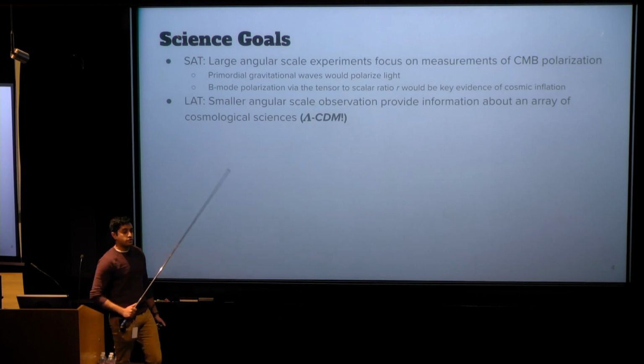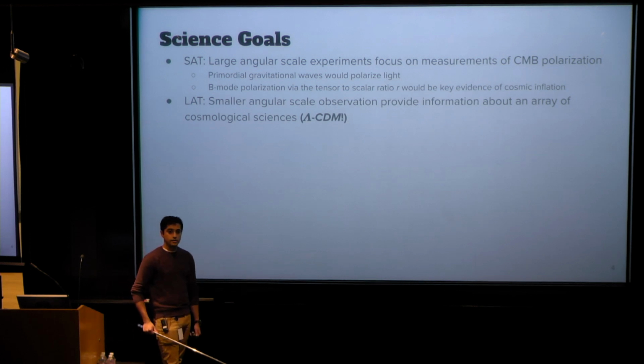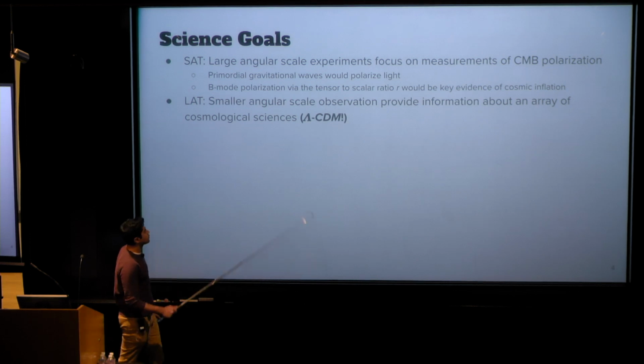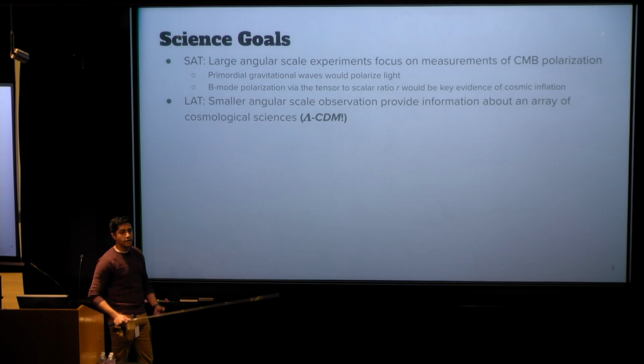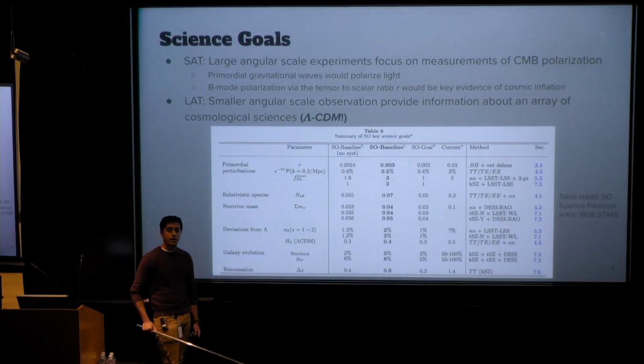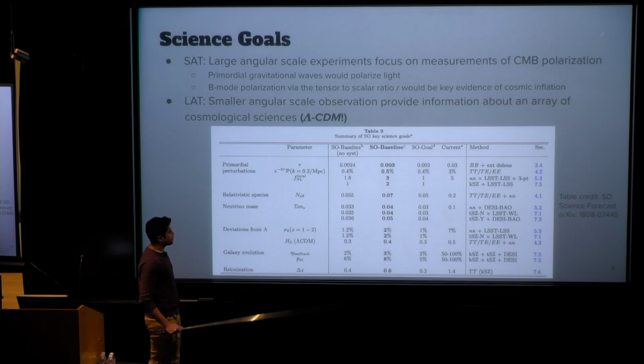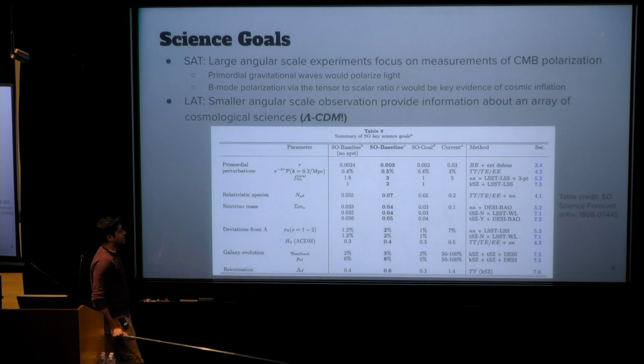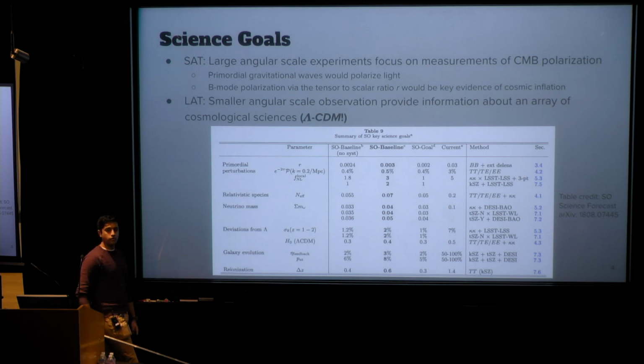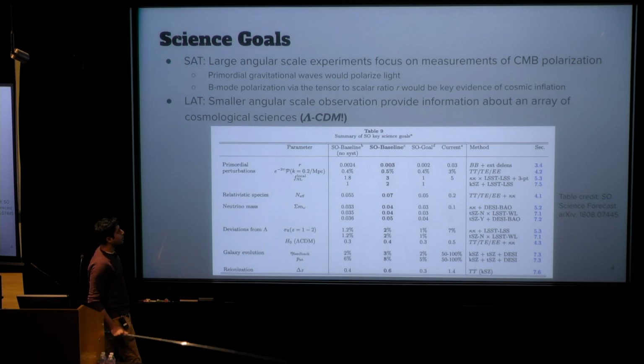The Large Aperture Telescope focuses on small angular scale science. Now, this is less singular as compared to the SATs, but we can derive a lot of interesting cosmology from the measurements made by the LAT. So this is a table from our forecast paper, which is now about 5 years old. It highlights all the important parameters we're expecting to draw from our observations. So here you can see r, that's our tensor-to-scalar ratio. But then you can see a slew of other measurements that the LAT will especially be focused on making.